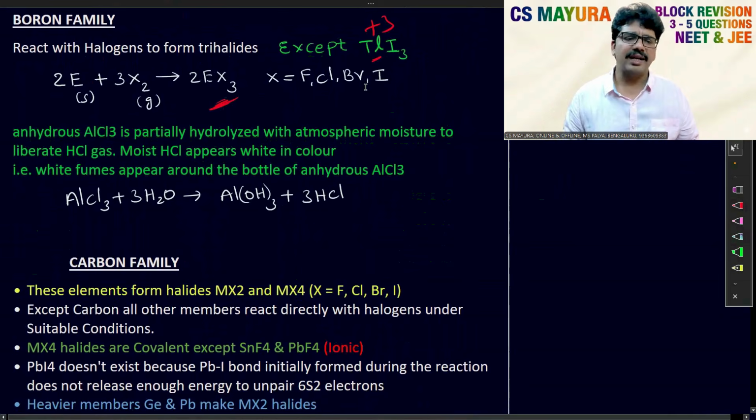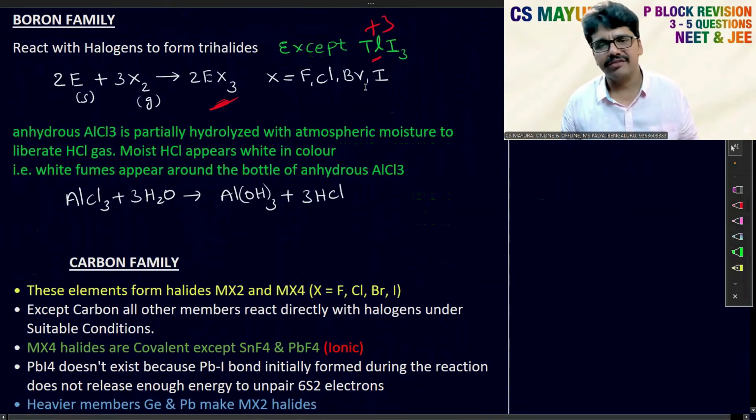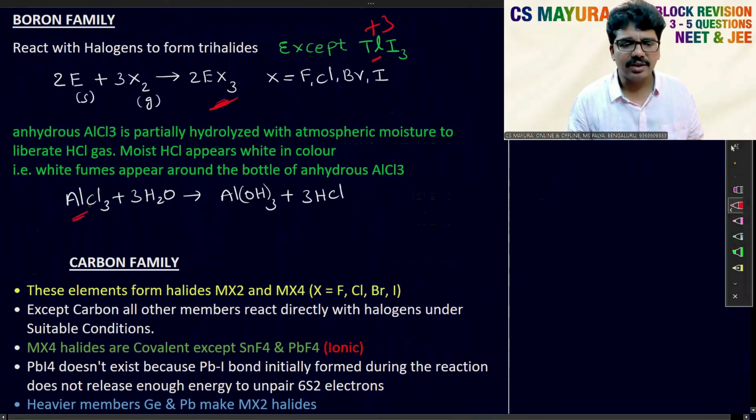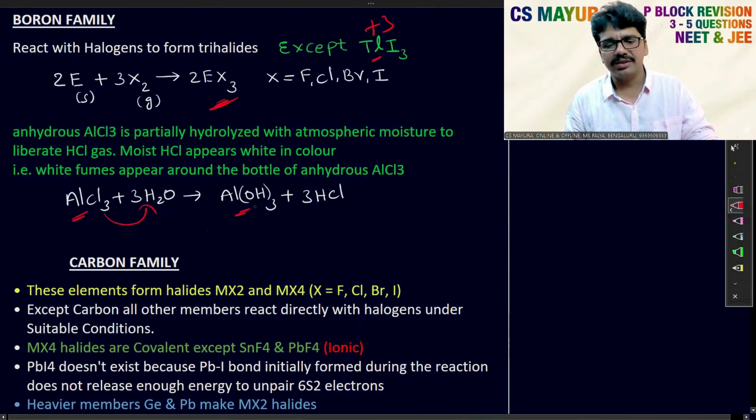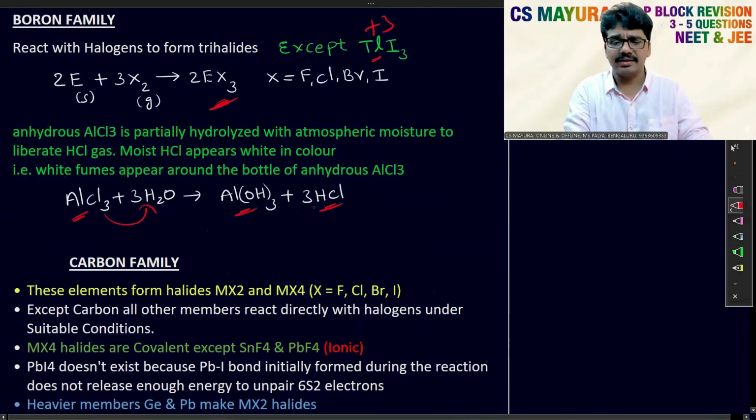Now one NCERT question: anhydrous aluminum chloride has white fumes around the bottle. What is the reason? When anhydrous aluminum chloride is exposed to the atmosphere, it reacts with water and produces aluminum hydroxide and HCl gas. Right? So this dense, large quantity of HCl gas around the aluminum hydroxide gives the turbidity, the white fumes appearance. That is due to formation of HCl.